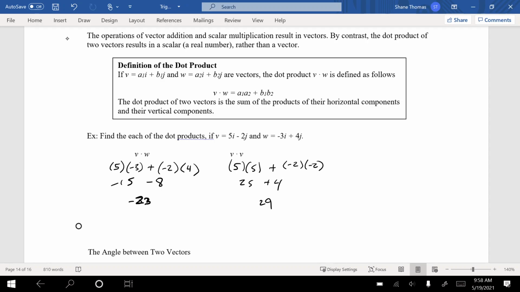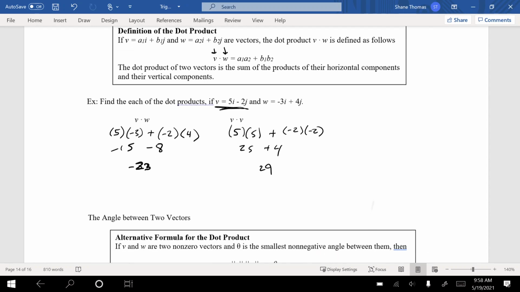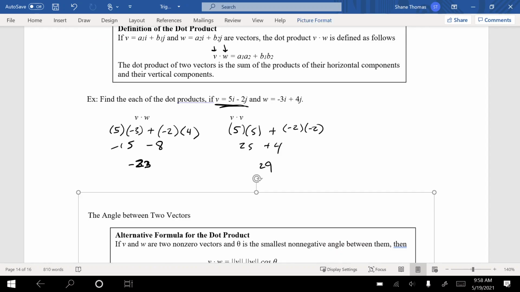You just multiply it by itself. That's it. Multiply v times v, v dot v. It's the only one you need. Multiply your i terms, multiply your j terms. Well, look up here, v, w. That's two different vectors. We just use the same vector. All right, so that one's pretty simple, I think. Multiply your i terms, multiply your j terms, move on with life.